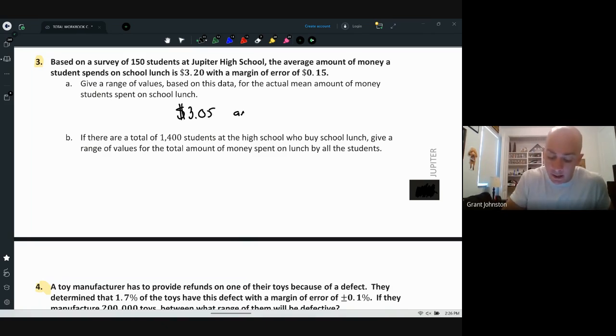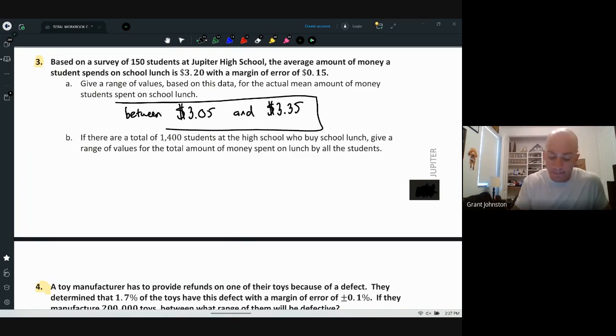And then on the higher end, if I did $3.20 plus 15 cents, that would be $3.35. So I would say between these, because that was my margin of error, 15 cents. So I'd go 15 cents less than $3.20 and 15 cents more than $3.20.